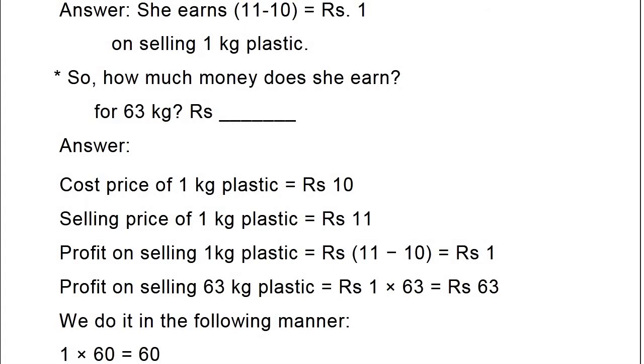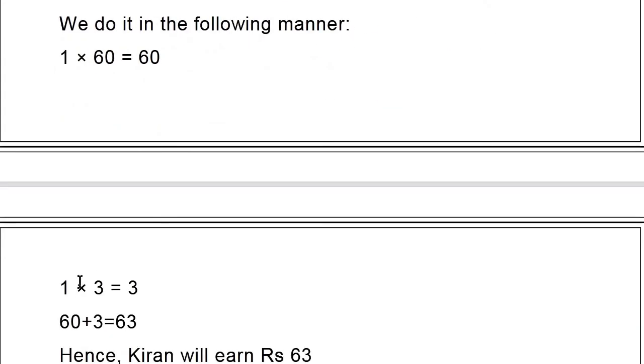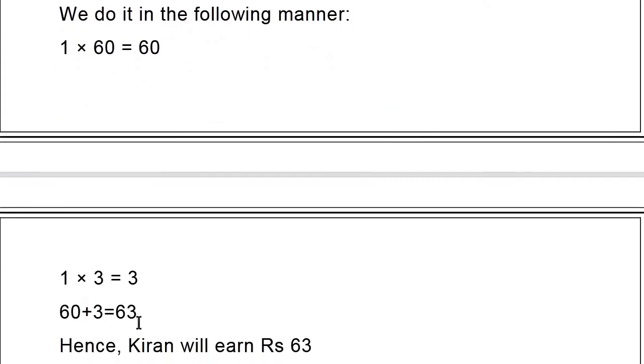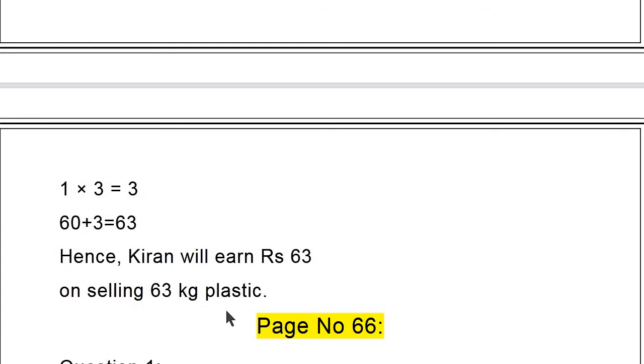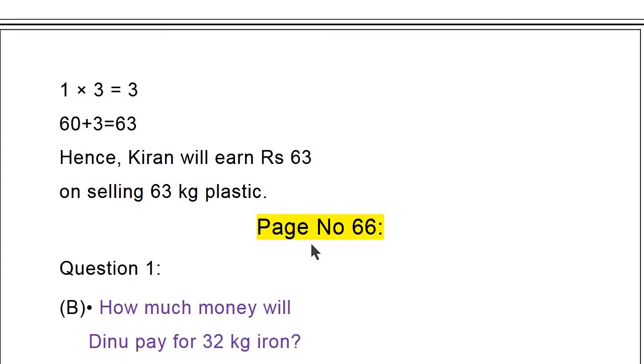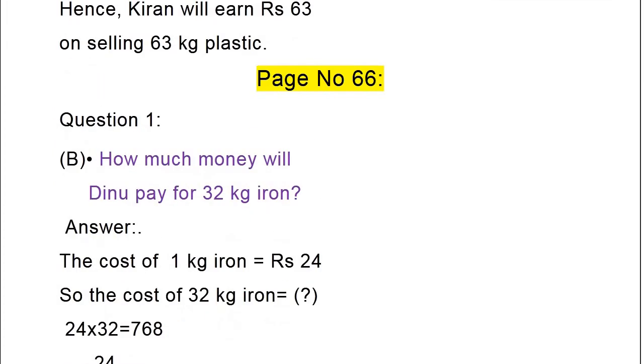We do it in the following manner. 1 into 60 is 60 and 1 into 3 is 3. 60 plus 3 is equal to 63. Hence Kiran will earn rupees 63 on selling 63 kg plastic. If 1 kg gives 1, then 63 kg gives 63.